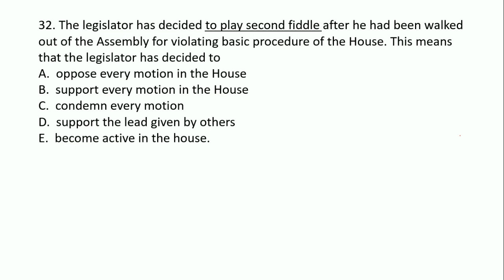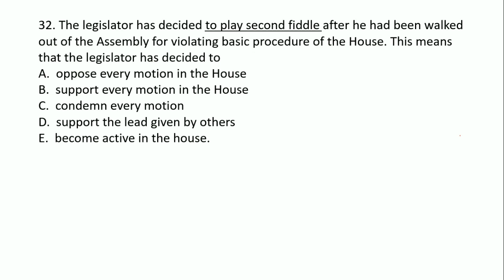32. The legislator has decided to play second fiddle after he had been walked out of the assembly for violating basic procedure of the House. This means that the legislator has decided to... Now, to play us, let's think about it first. Second fiddle means a role played by an assistant to someone else.